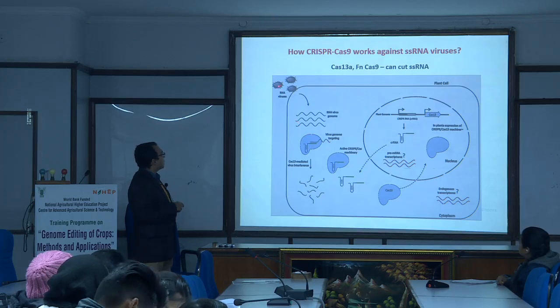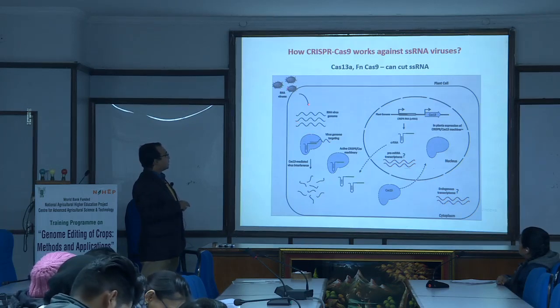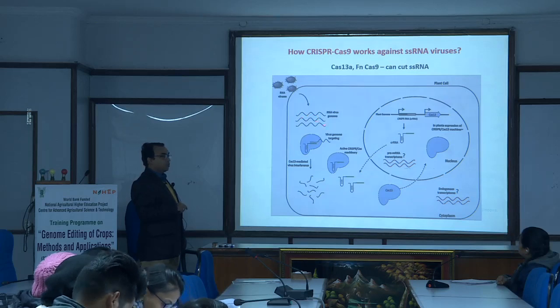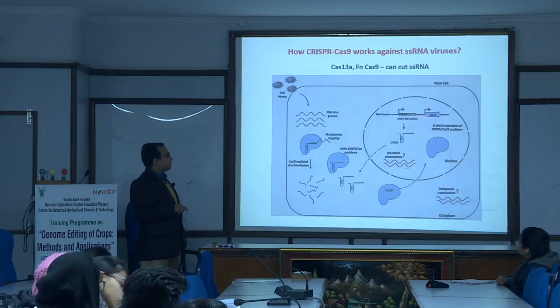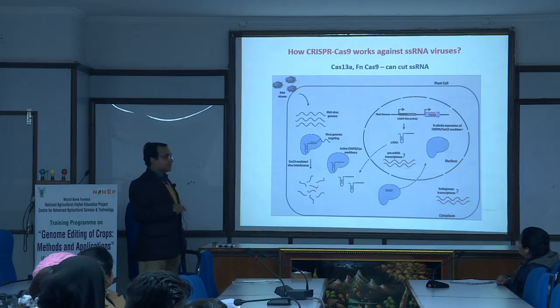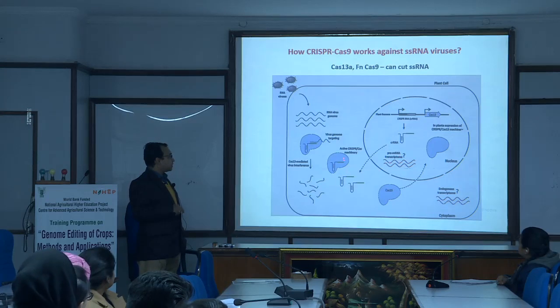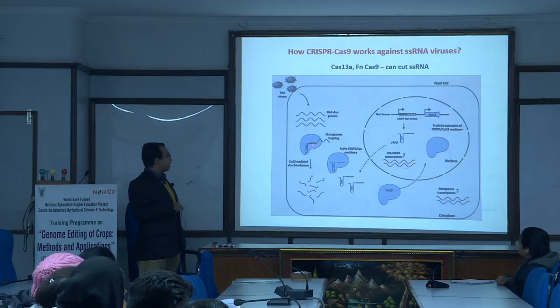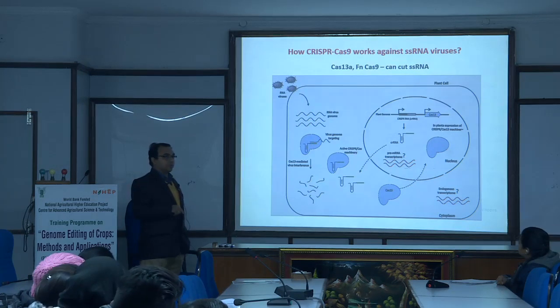So, what is that? RNA viruses we can directly deliver. When the RNA viral genome comes and is replicated, but if in the plant cell we have the CRISPR RNA and the Cas13 protein, then they will form an active CRISPR machinery, and it can bind with the viral RNA and the RNA can be chewed up.